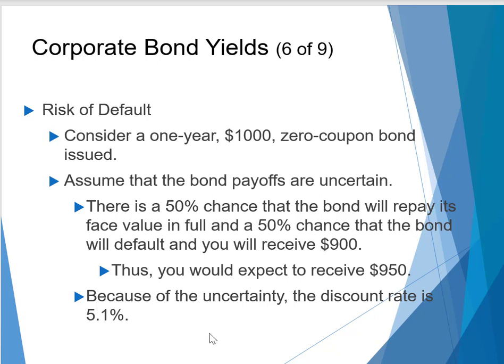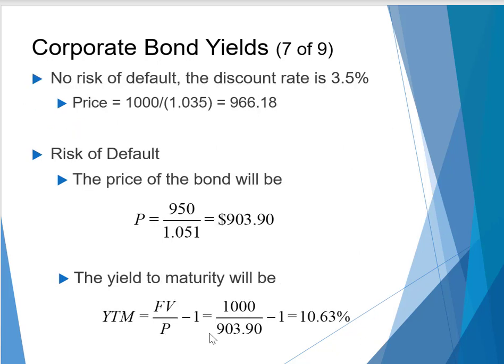Now, because of that uncertainty, the discount rate has to be different from what it was, because now there's a chance that you won't receive this cash. So the no risk of default discount rate on this type of bond, again, you get $1,000. The value would have been $968.18 at a 3.5% discount rate.